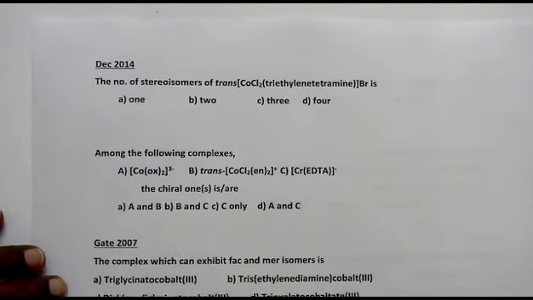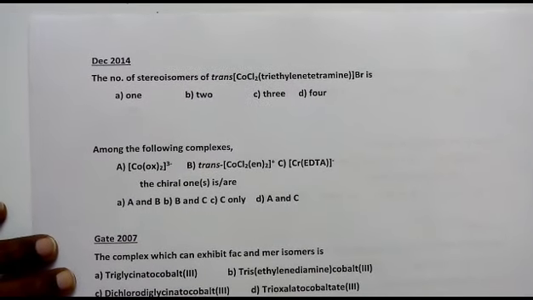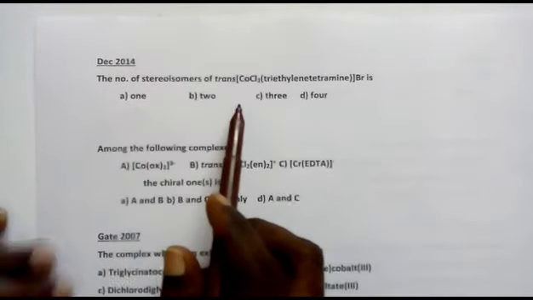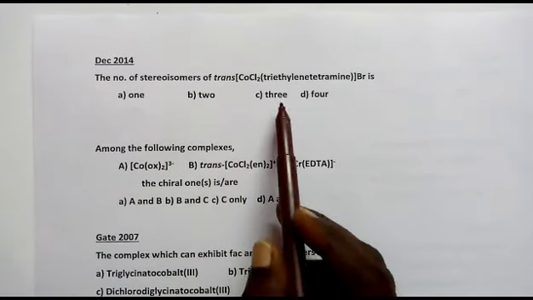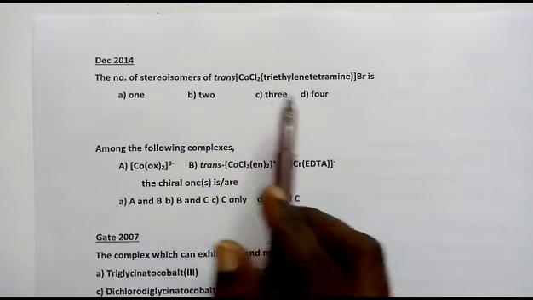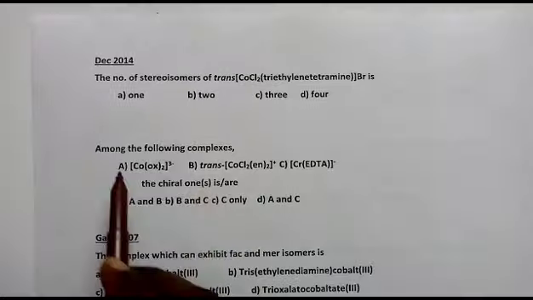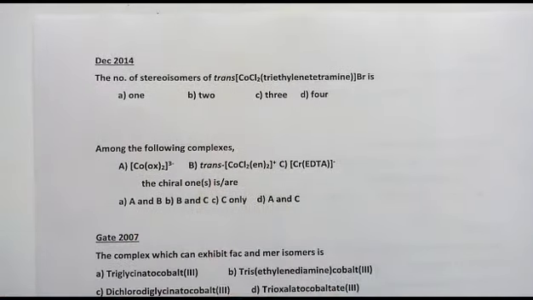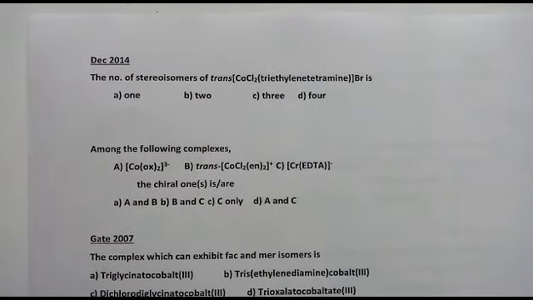The first question was asked in 2014 CSIR. The number of stereoisomers of triethylene tetramine dichlorocobalt 3 bromide. There are 4 options. Okay, the number of stereoisomers in trans isomer. Could you identify what is this isomer?